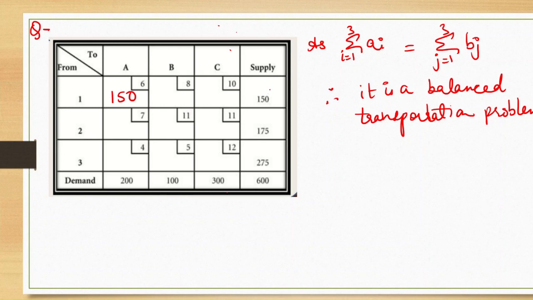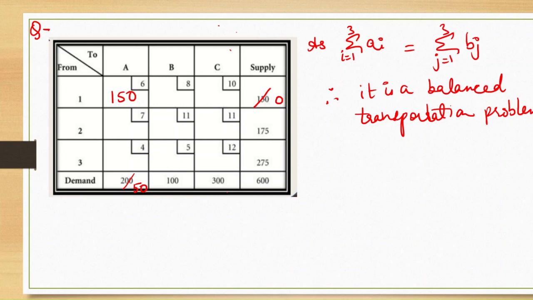Now I have allocated 150 units here, and more than that cannot be allocated because this is the only supply that I have. So I'll mark it as 0, because 150 minus 150 becomes 0. In the demand, because 150 has been taken from source 1 to destination A, I will deduct 150 from here and write 50. This step will be proceeded further.